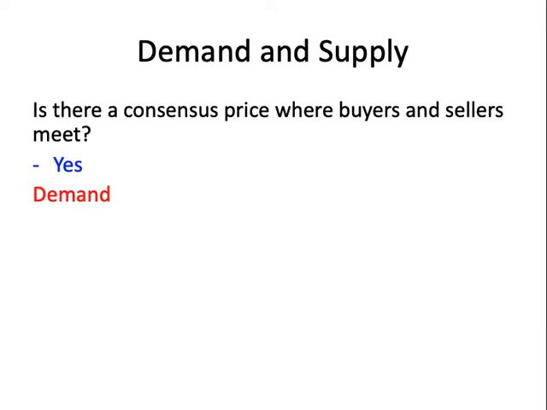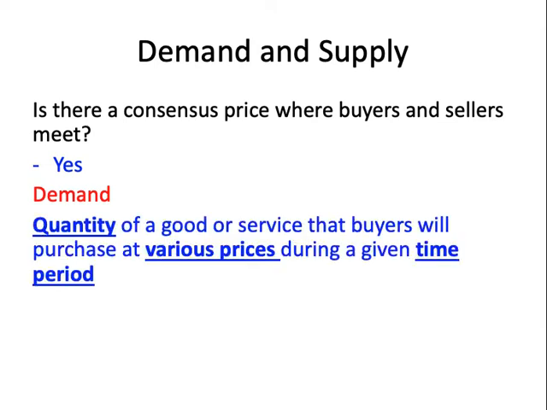And so let's figure out, what is this demand that we're talking about and what is the supply that we're talking about? So demand first. The quantity of a good or service that buyers are willing to purchase at various prices during a given time period, right? So if we think about demand, we need to think about three main things. One is quantity, or how much of this thing, this good or service, so quantity is underlined and bolded, that buyers will purchase at various prices.